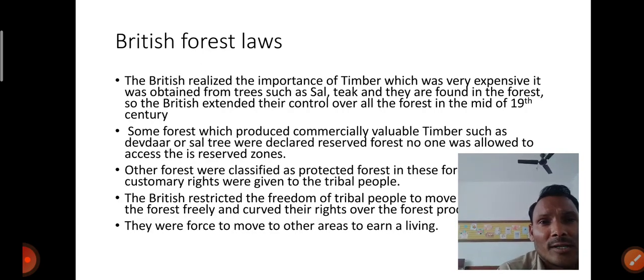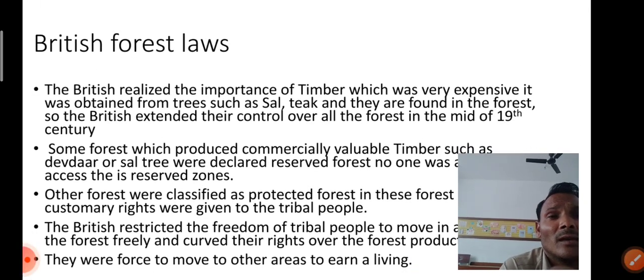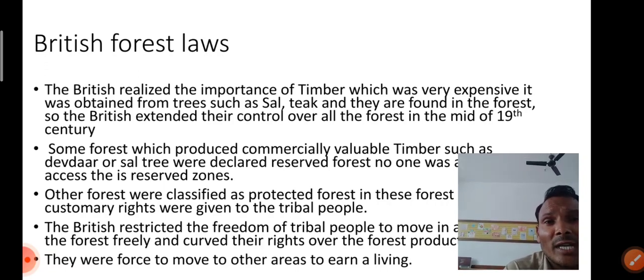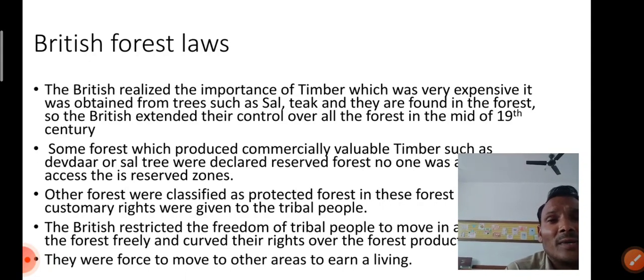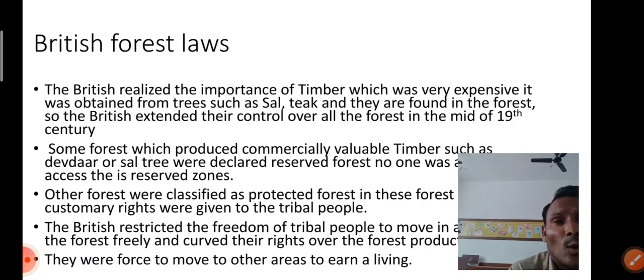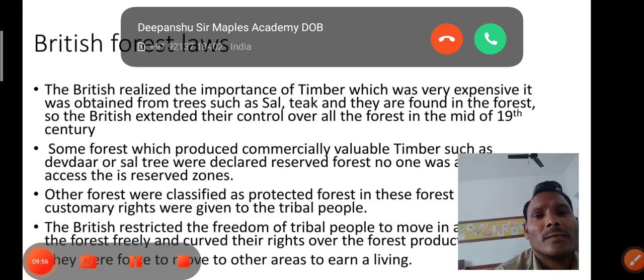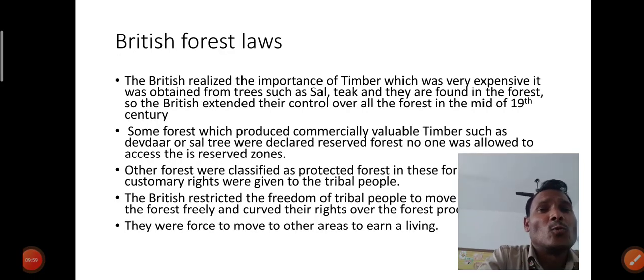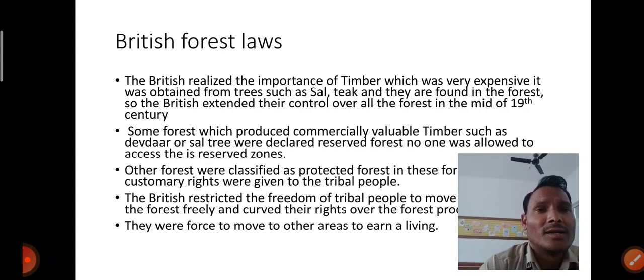Now, the British forest laws. The British realized the importance of timber, which was very expensive. It was obtained from trees such as the sal tree and teak tree, which are found in the forest. So the British extended their control over all the forests. Some forests which produced commercially valuable timber such as deodar and sal were declared reserved forests.